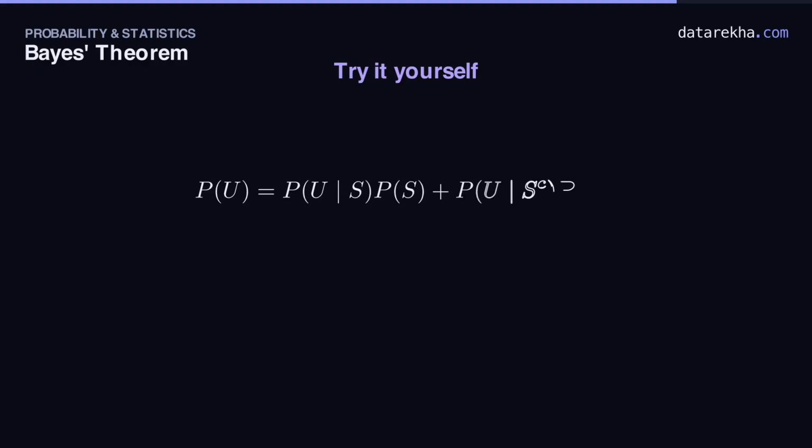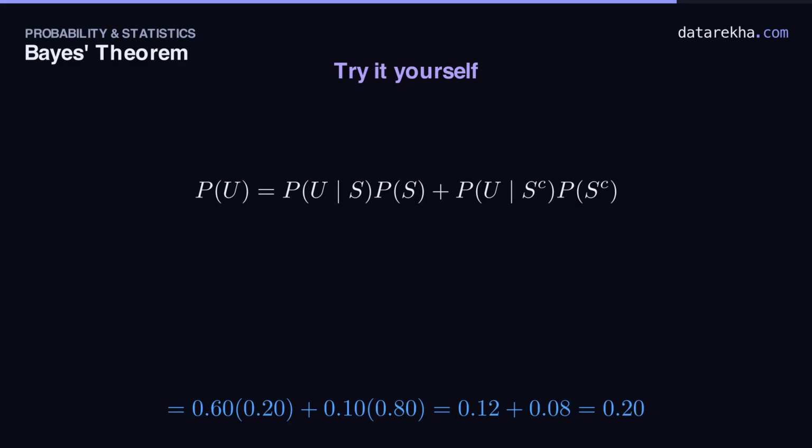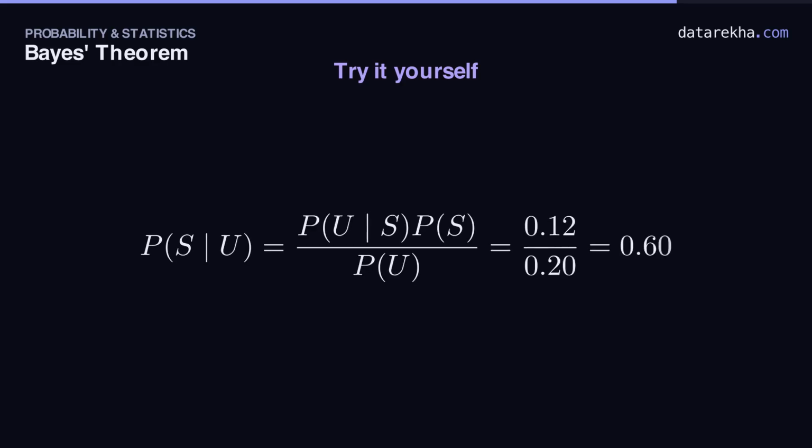Here's the walkthrough. First, the denominator. The overall chance an email contains urgent by total probability. That's 0.12 from the spam plus 0.08 from the rest. Together, 0.2. Now Bayes, the numerator is the spam path, 0.12 over the total 0.2. That divides cleanly to 0.6, 60%. If you got that, you've genuinely got Bayes. And notice, urgent appears in 60% of spam, and given urgent, it's 60% spam. They match here only by coincidence of the numbers. In general, those two are different.